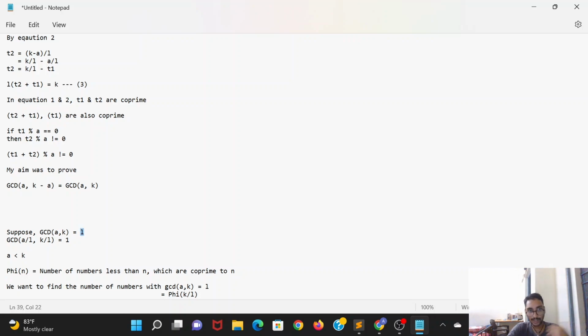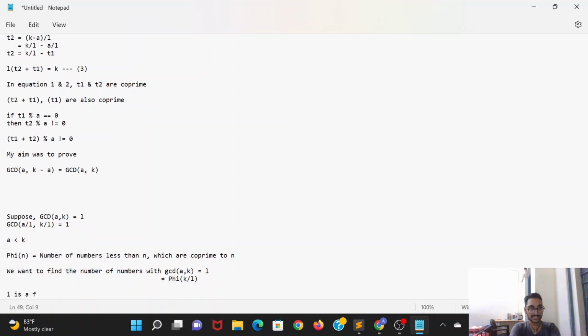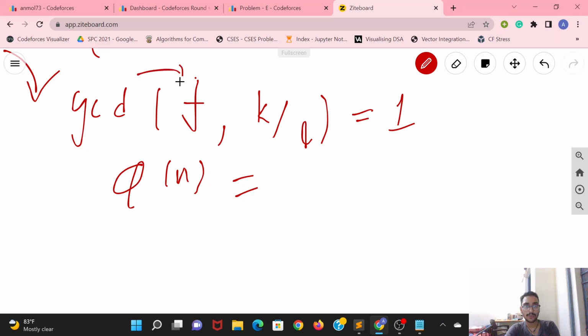And what can this L actually be? Now L is a factor of K, by the definition of GCD. So you can find all the factors in root n complexity. So if you want the sum of numbers, it will basically be the sum of this phi of K by L for all the factors.